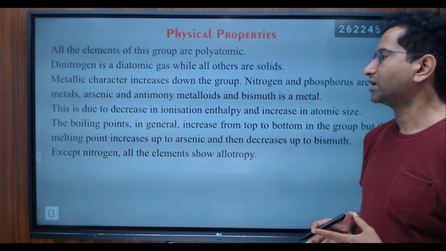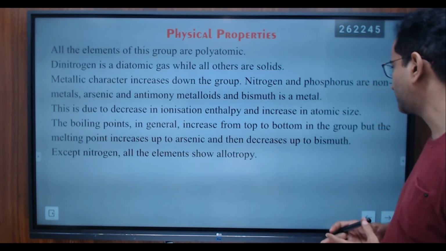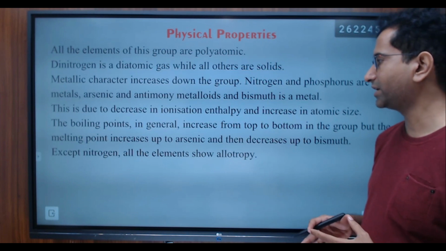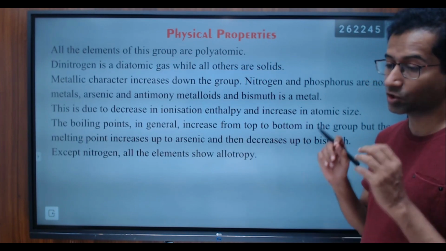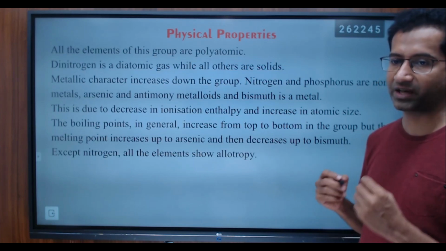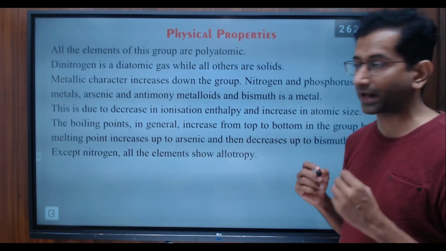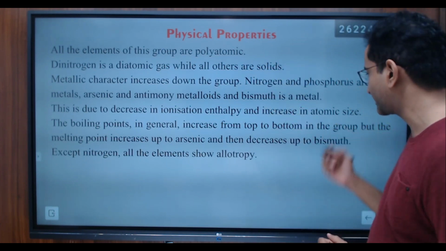The boiling point in general increases from top to bottom in the group, but the melting point increases up to arsenic and then decreases up to bismuth. You will have to remember this, because this is some abnormality and that can be asked in your exam. Boiling point going down definitely increases, but there is a change.